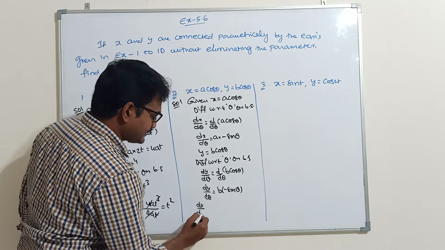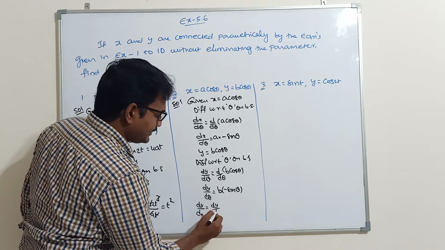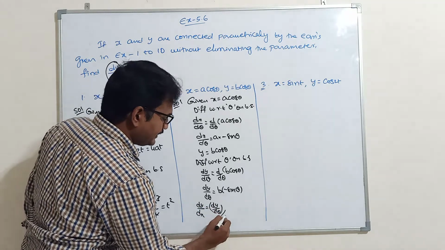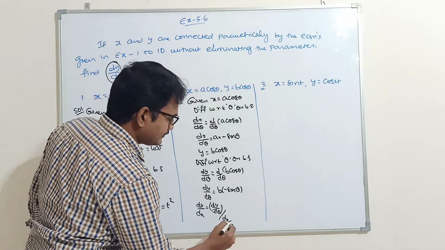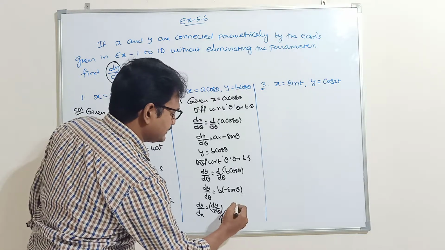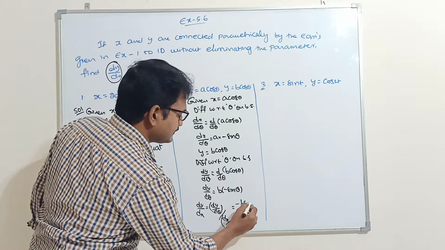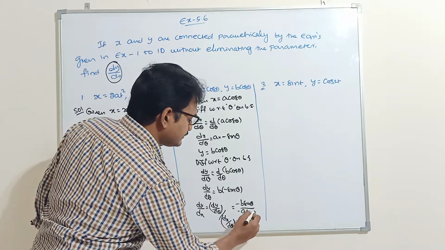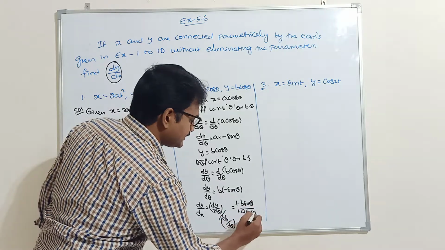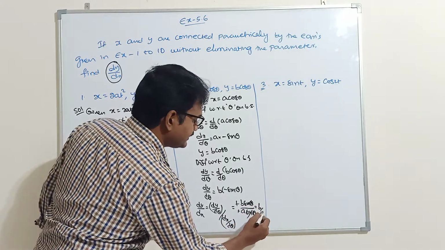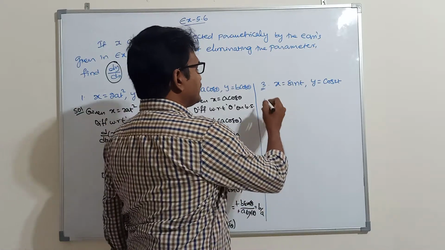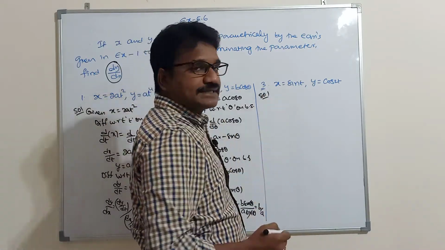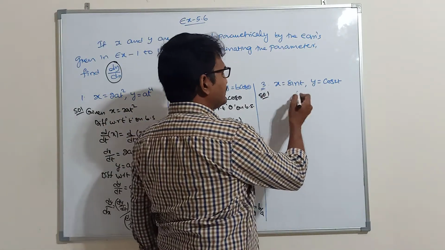Therefore dy by dx is equal to dy by d theta by dx by d theta. dy by d theta is minus b sin theta by minus a sin theta. Minus gets cancelled, sin theta gets cancelled. The answer is b by a. Next, third problem. x is equal to sin t, y is equal to cos 2t.